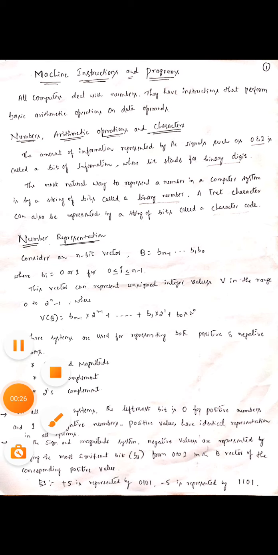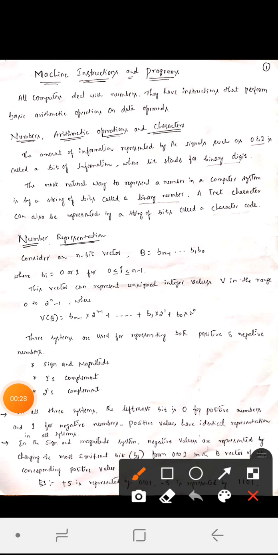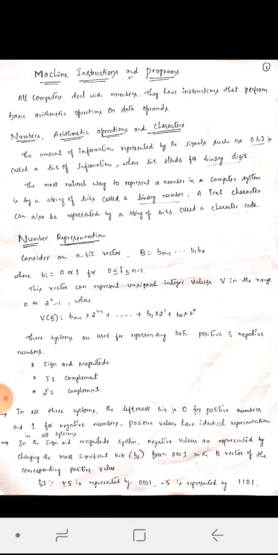So here the string of bits we are taking will be called a binary digit. A string of bits is nothing but a string of zeros and ones. Similarly, a string of characters will be called a character code. So ultimately the input we are giving, whether in the form of text or a decimal number, will automatically be converted into the form of zeros and ones.